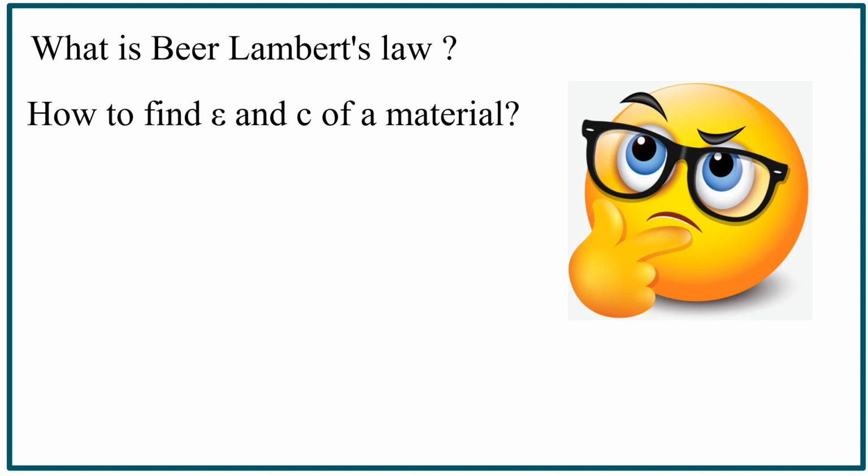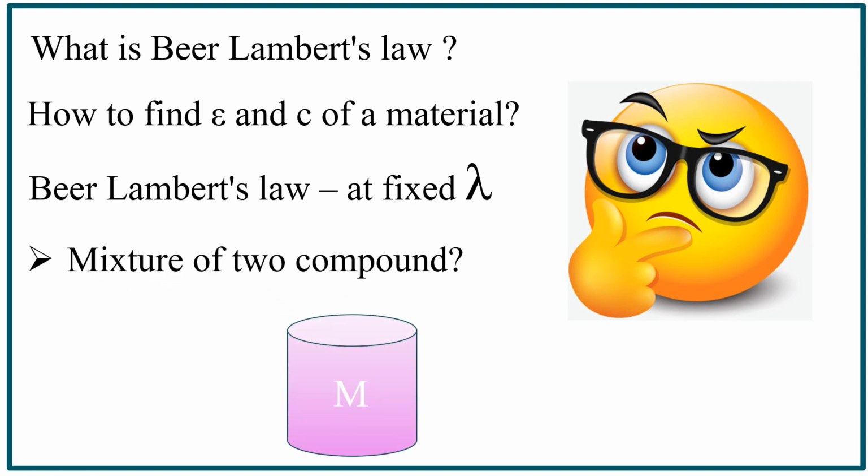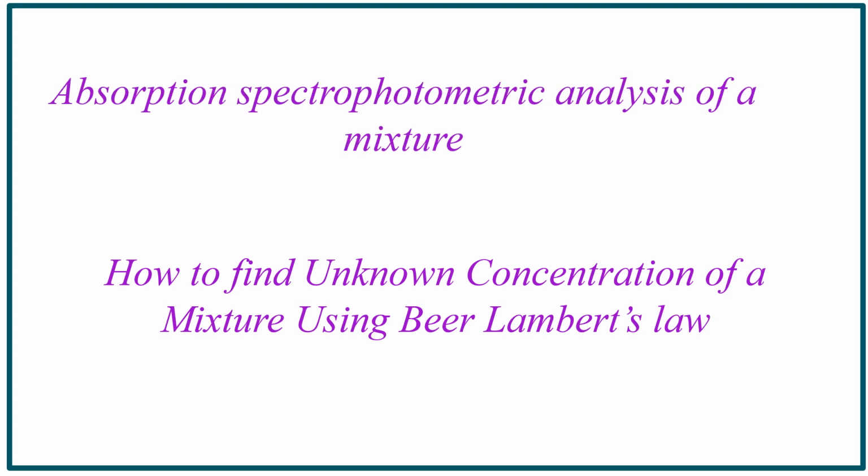Briefly, Beer-Lambert's law will work only on a particular, fixed wavelength. Then, how can we analyze a mixture? A mixture will definitely contain more than one compound, and each compound will have a different lambda max. So today we are going to talk about this issue, that is, the absorption spectrophotometric analysis of a mixture, or how to find the unknown concentration of a mixture using Beer-Lambert's law.